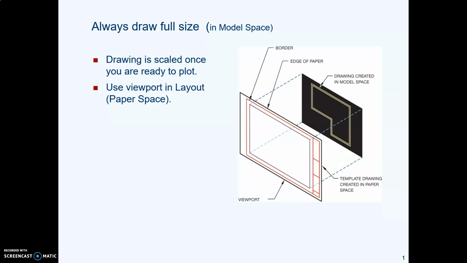Right, let's think about model space and paper space. As you know, you draw things in model space and you always draw full size. So if you're making a working drawing of a trailer that's 50 feet long, in model space you draw it 50 feet long. If you're making a microscope part that is 30 thousandths of an inch long, in model space you draw it 30 thousandths of an inch long. So you always draw full size.